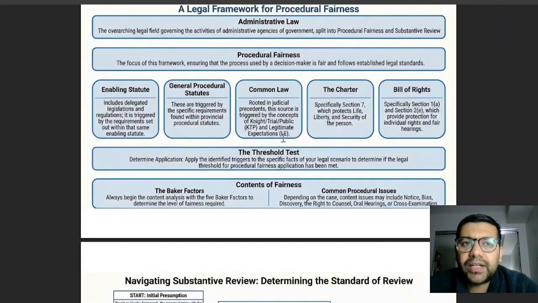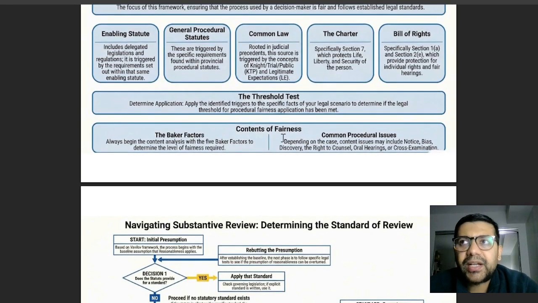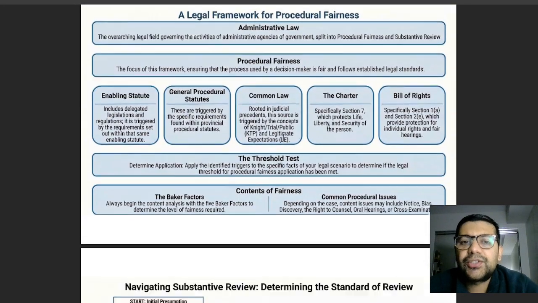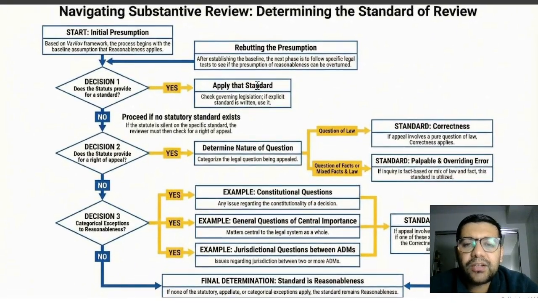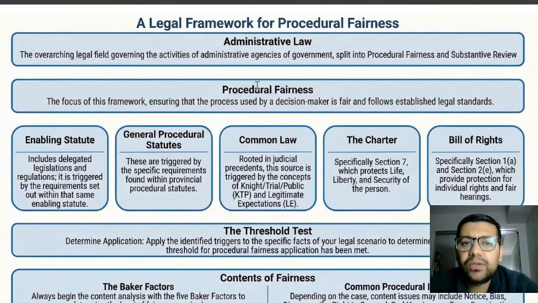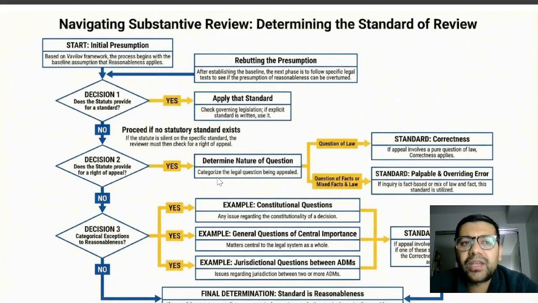Once you have done all that, you have done your procedural fairness work. But sometimes you get questions where you have to do both, right? You can have procedural fairness issues, and then you can have standard of review issues. Standard of review is more about what the decision was and not how the decision was made. How the decision was made is this. What the decision was is standard of review.